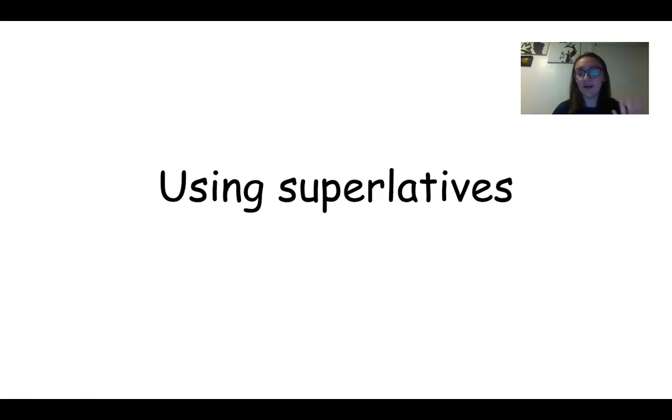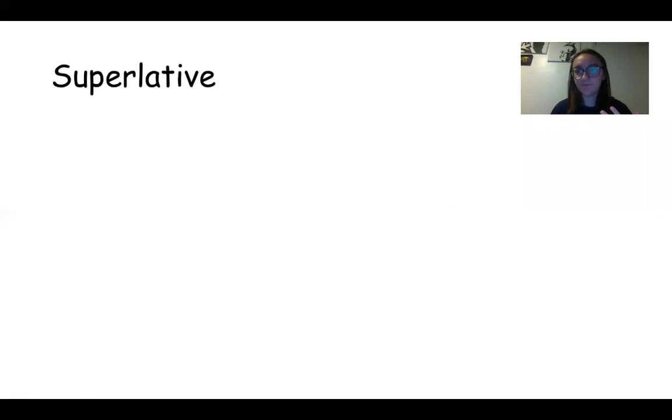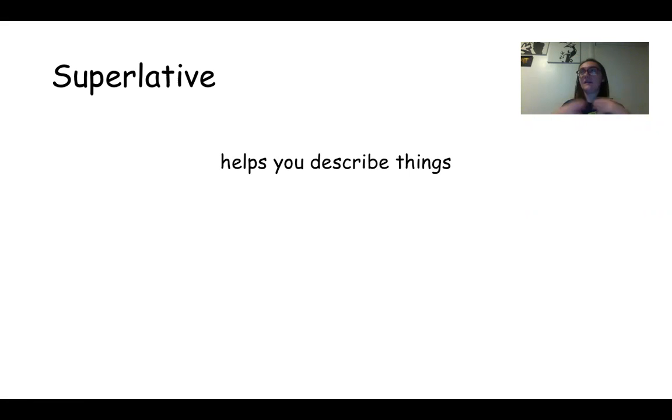What does that mean? So when we say superlative, we're talking about words, or a word, that helps you describe things. So we use these things called adjectives, right? That can be like the color, like green, yellow. We also use words like small, right? Or big, or expensive, or cheap, right? So we use those kinds of words to describe things.